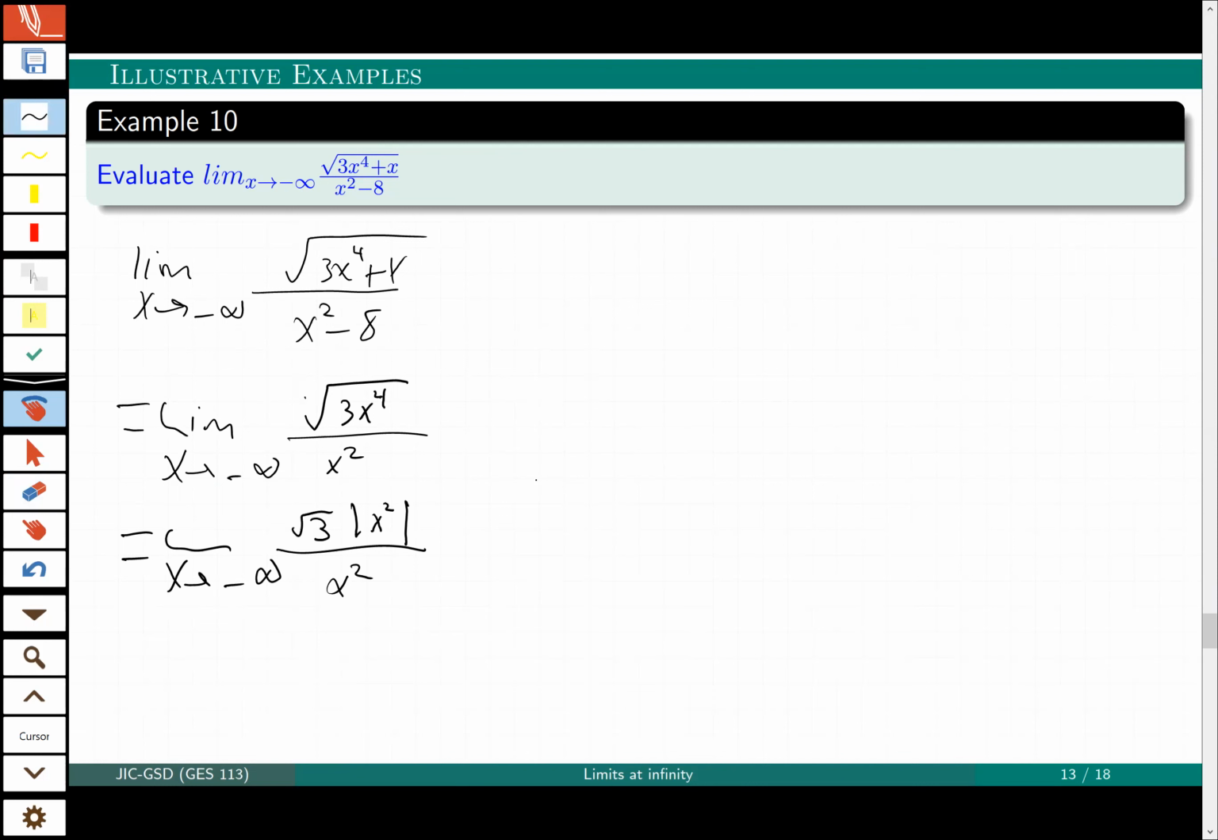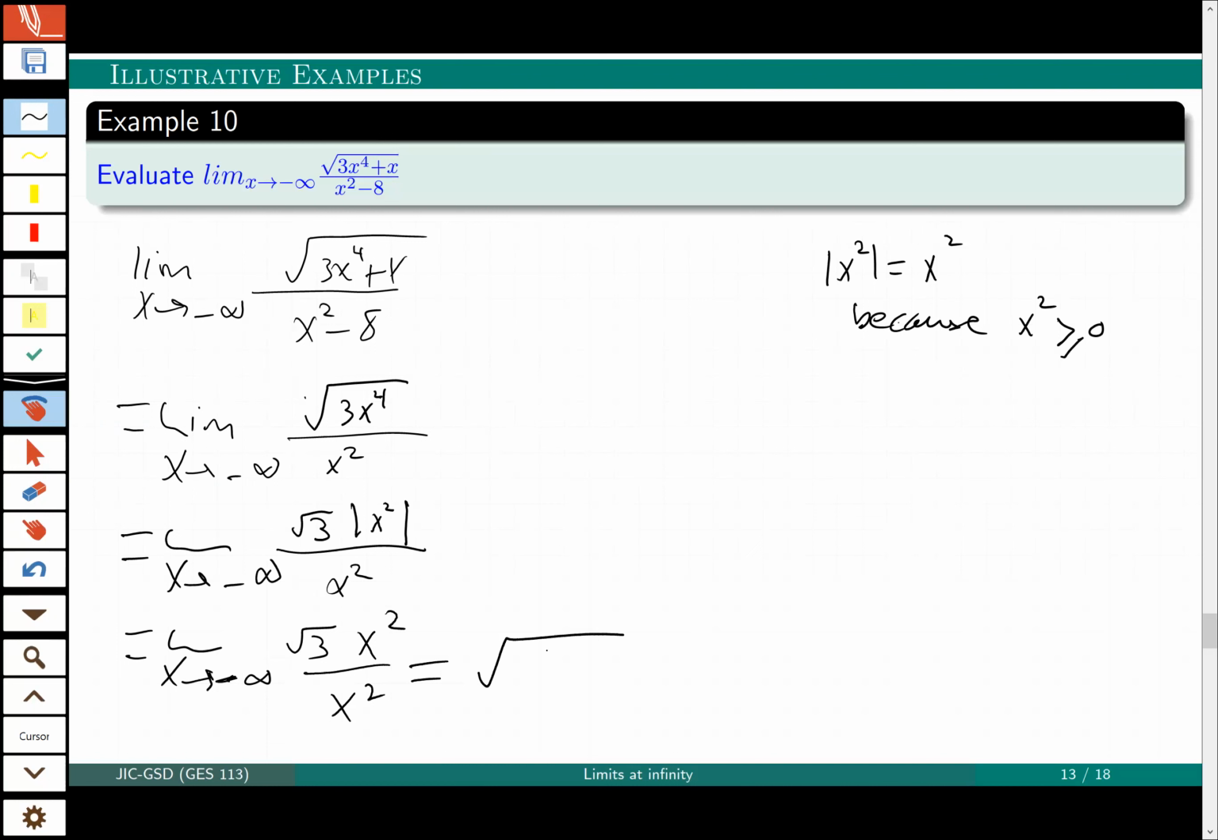Now, the absolute value of x squared will be x squared, because all the time when you square x, the result will be positive, because the square always makes it positive. So I will get the limit when x goes to minus infinity of the square root of 3 x squared over x squared. So I will get the square root of 3.